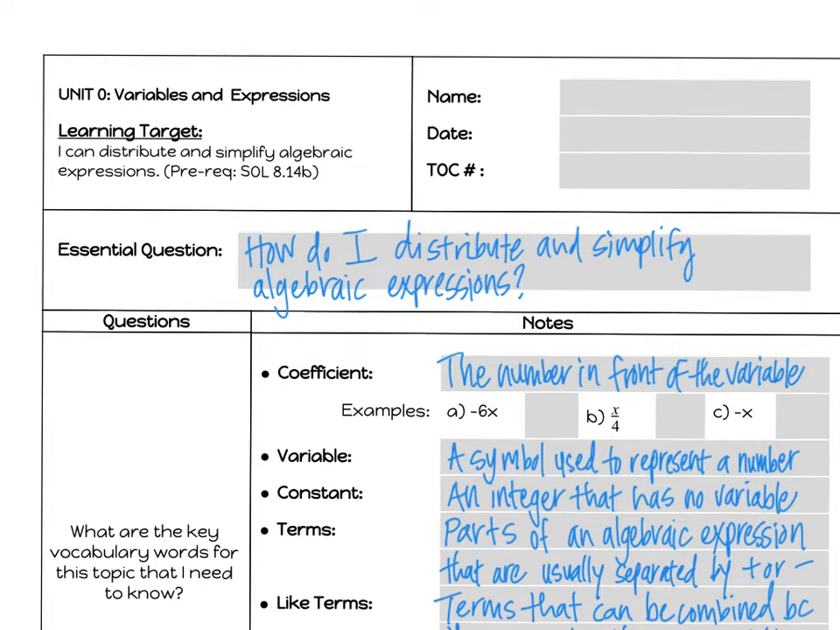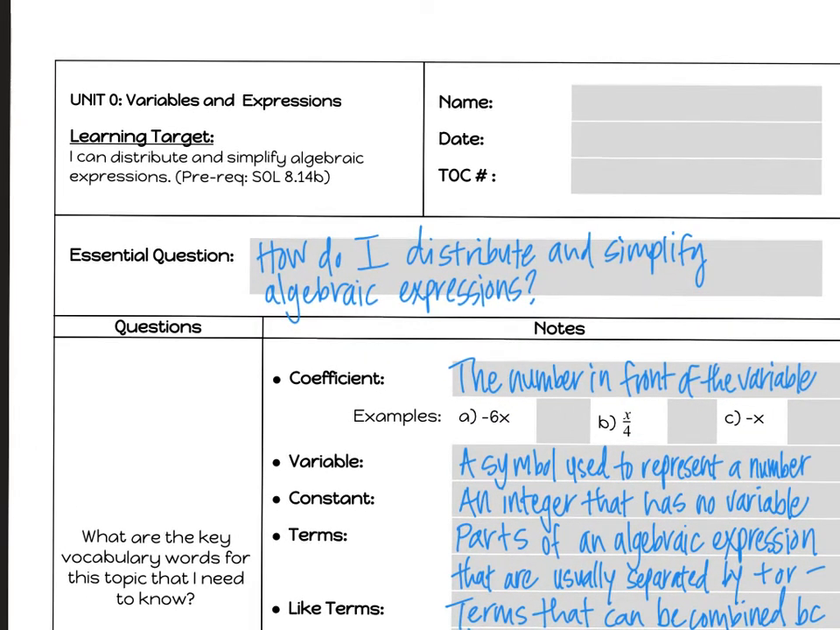So the first one is coefficient, which is the number in front of the variable. We have three examples here. And so for negative 6x, the negative 6 is going to be your coefficient. So we're going to write that right here.